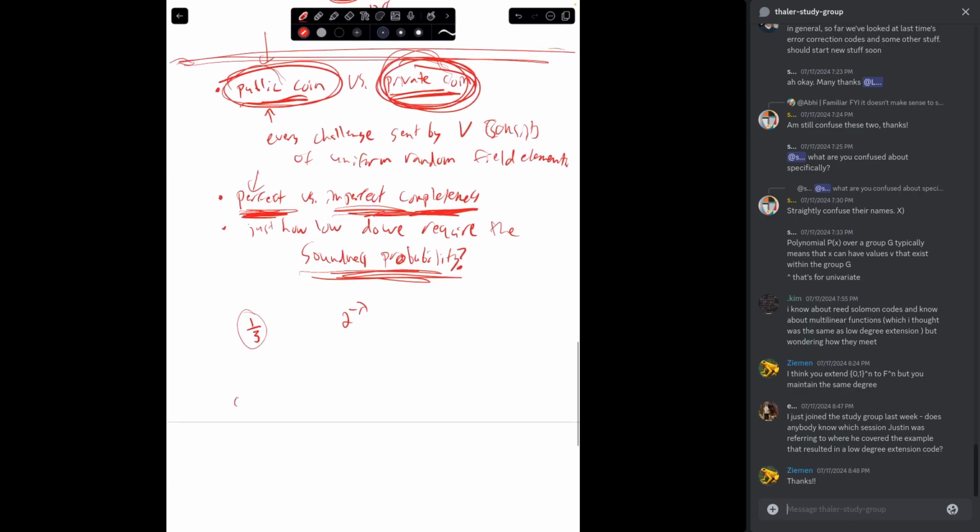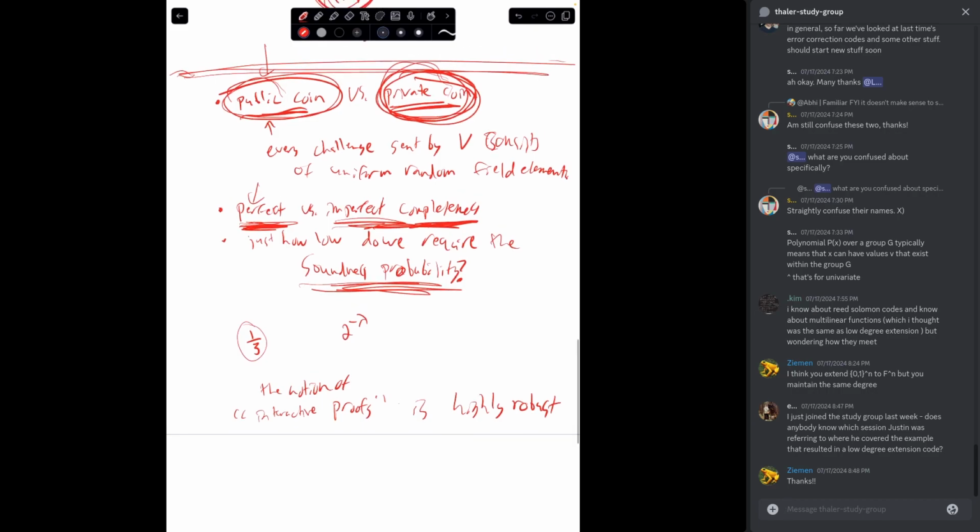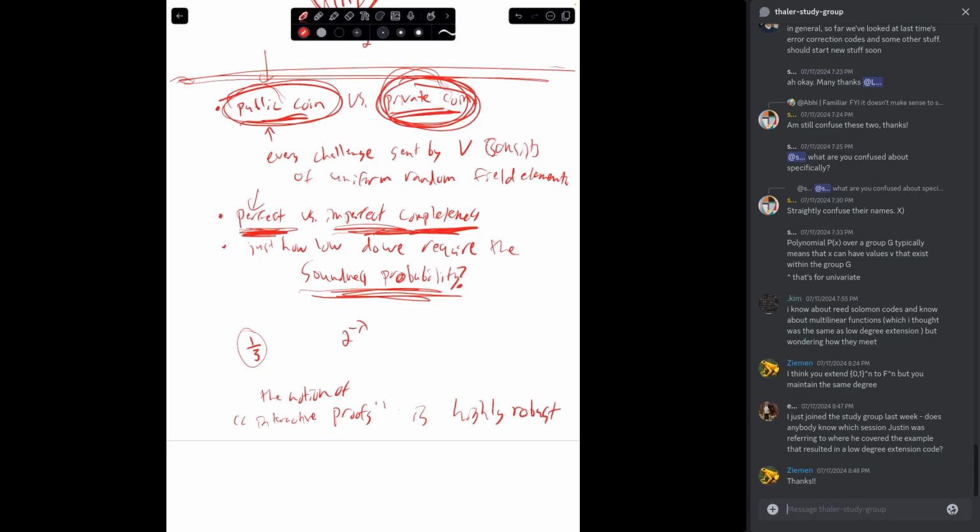What that means, intuitively, is that the notion of interactive proofs is highly robust. To a complexity theorist, this is a very good sign that this model is really meaningful and kind of the right model to study. Little teeny changes in how you define the model, like what you require from your protocol, don't fundamentally change the power of those protocols.